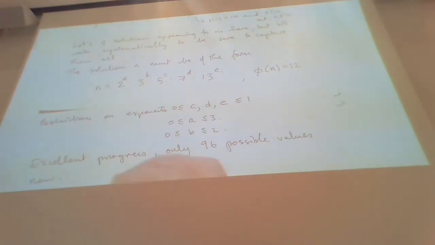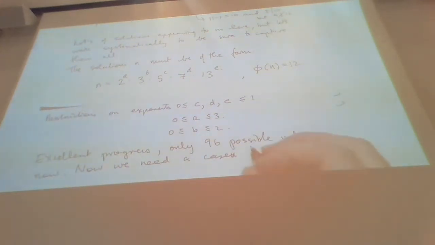Now we need a case-by-case analysis. I think we've gone as far as we can looking at each prime individually. We now need to start thinking about all 96 of these possibilities.